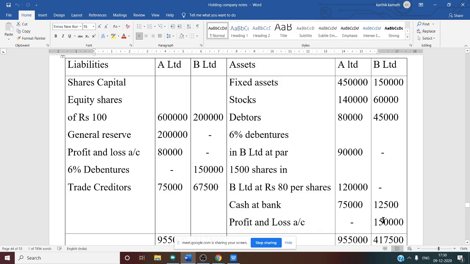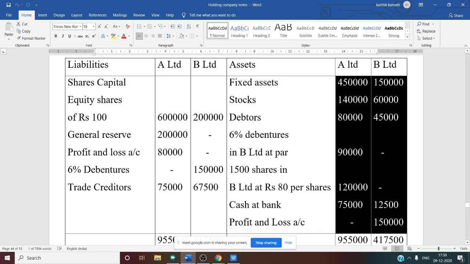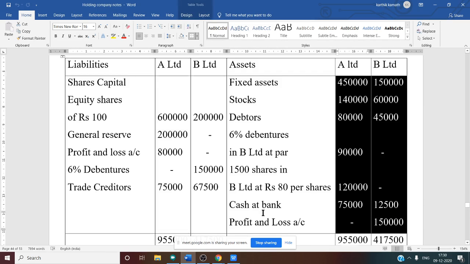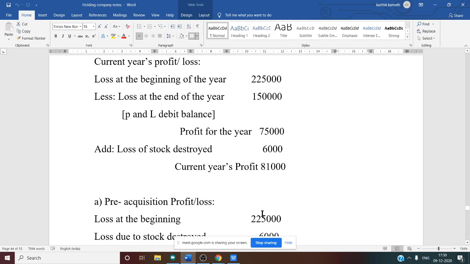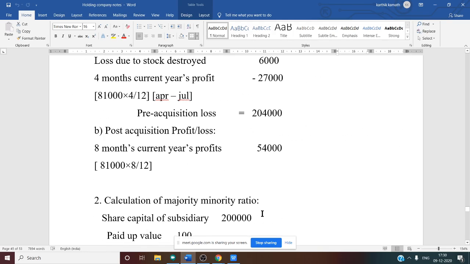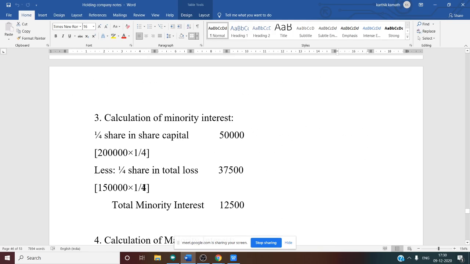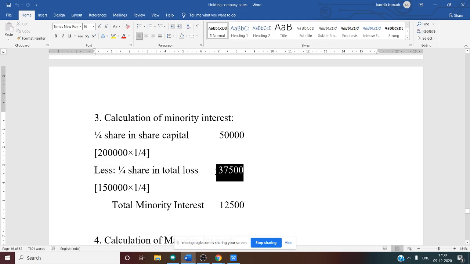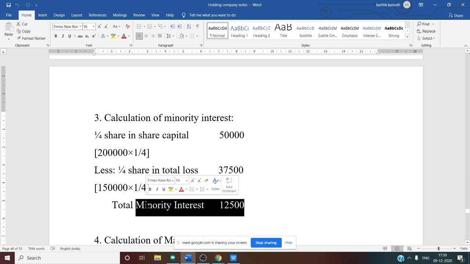What is the loss balance? That is the P&L account loss, that is 1,50,000. That information you have to take. So 1,50,000 into 1 by 4. So the loss amount is 37,500. So total minority interest here, 50,000 minus 37,500 is 12,500. This information you have to show as usual on the liability side of the balance sheet separately. Yes, this is working note number 3.